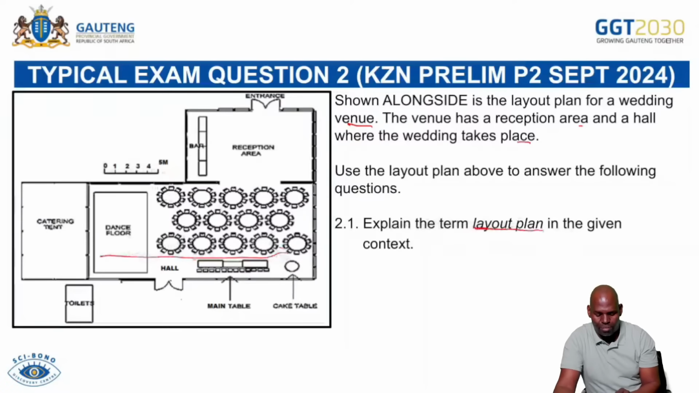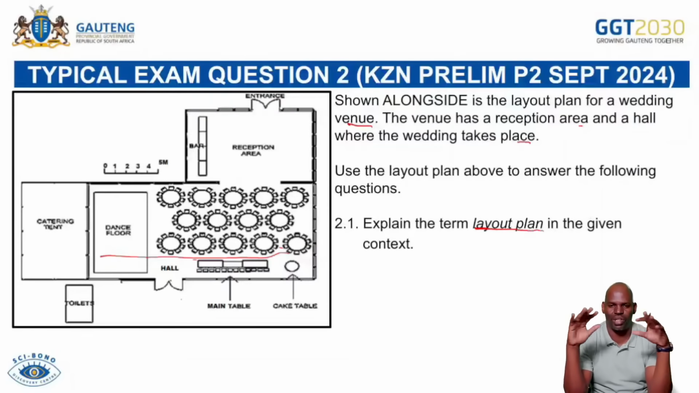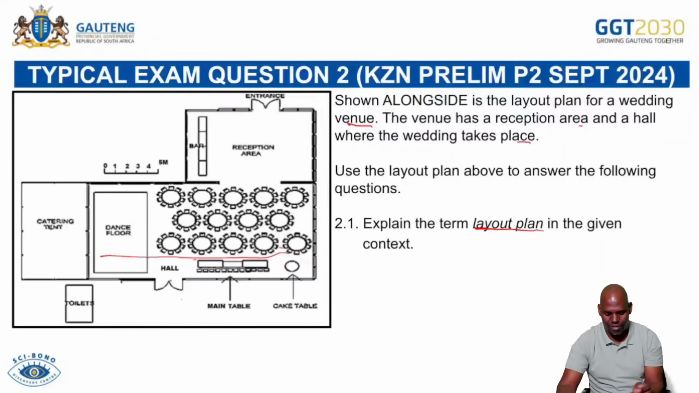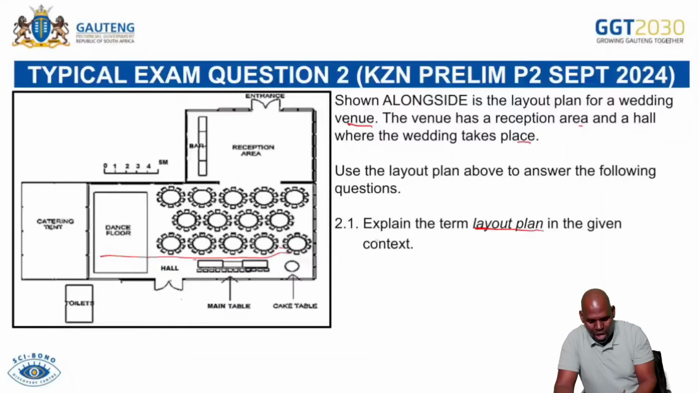But now if we have to define it from the given context, we'll see this is the view of the reception area of the wedding from above. What you have to do in the given context is just add the wedding place or the reception area. So explain the term layout plan in the given context. The word layout plan means how you view the plan from above. But in this case, it is how you'll view the arrangement of the wedding venue from above.